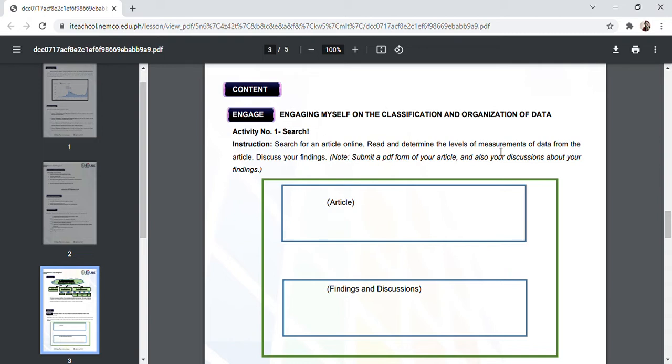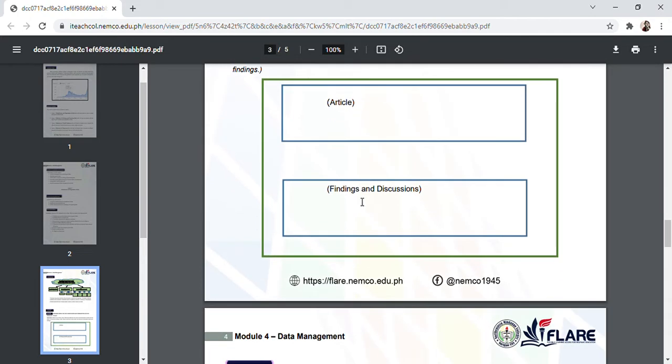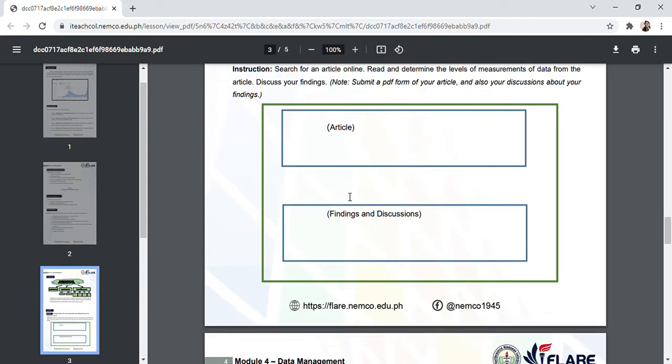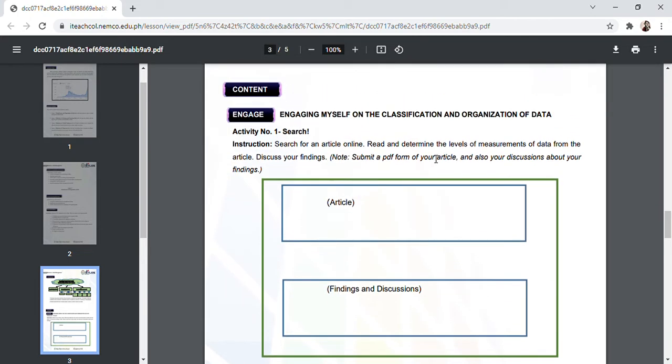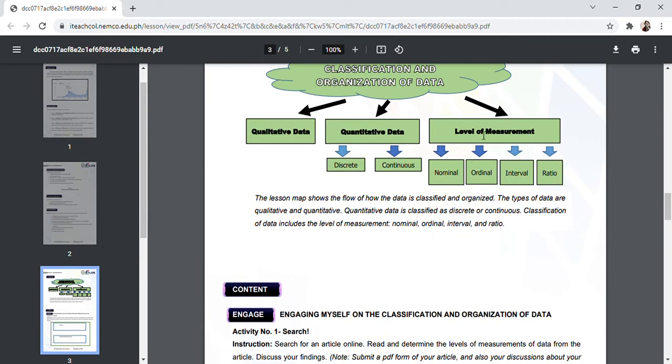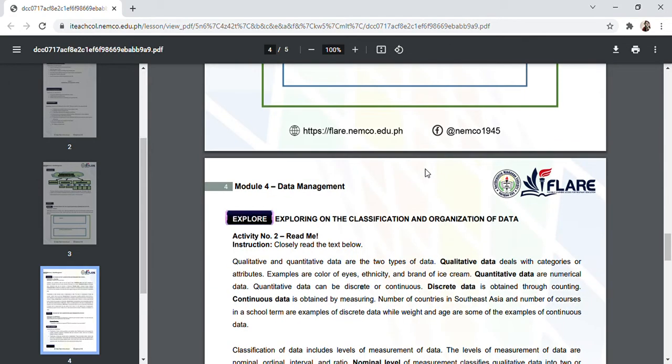So this one, we have there the instruction that you will have to search for an article online and read and determine the levels of measurements of data from the article, and you will discuss your findings. So you will just be putting your article there, and then you will put there your findings and discussions, and you will just determine kung unsa ning levels of measurements of data kini siya: nominal, ordinal, interval, and ratio.